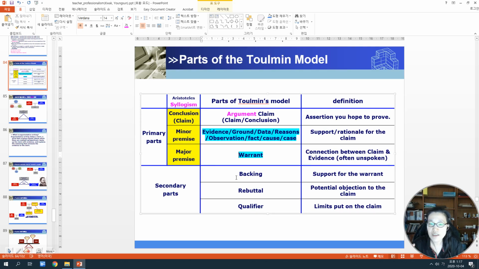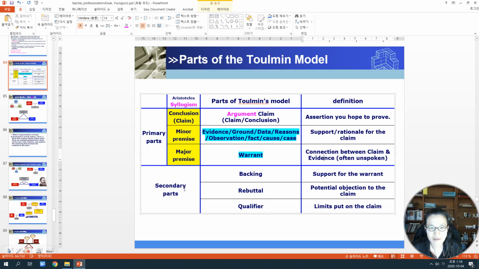Toulmin's argumentation model's components. The first one is the claim. It's the assertion you hope to prove, or something you say. The second one is data, or ground, or fact, which is the starting point of your claim or your conclusion. And there is a warrant, which is the connection between claim and data. Often the warrant is unspoken, or the warrant is eliminated.